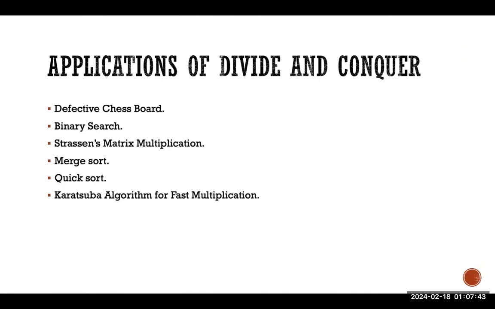And the next, the applications of divide and conquer. The first one is the defective chessboard, the second one is binary search, and the third one is Strassen's matrix multiplication. And also merge sort, quick sort, and Karatsuba's algorithm for fast multiplication. These are the applications of divide and conquer.